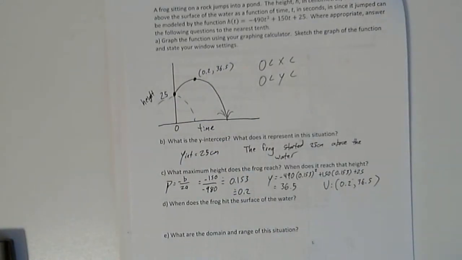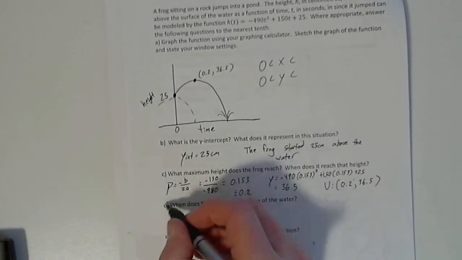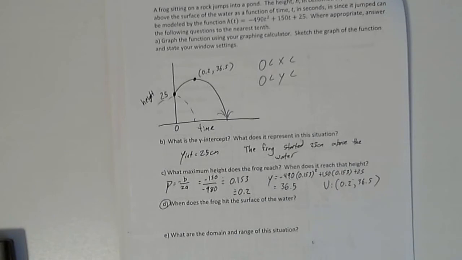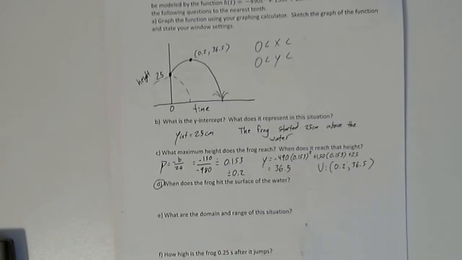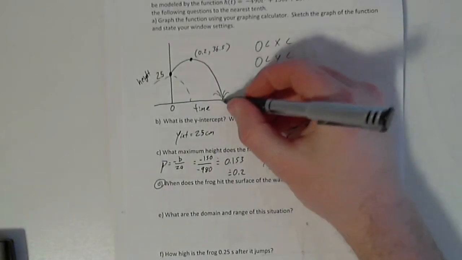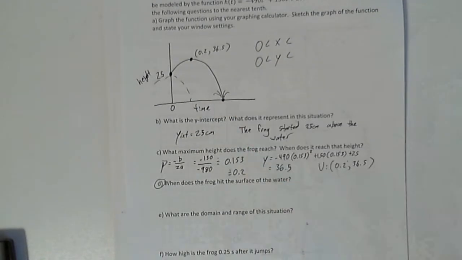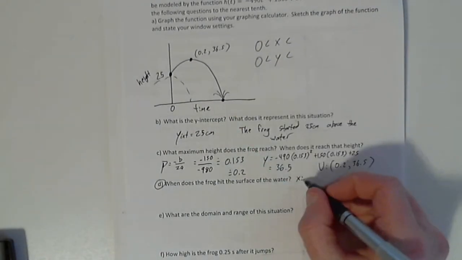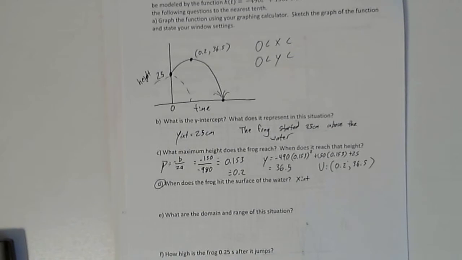Good. When does the frog hit the surface of the water? When you get a question like this, you need to look at what it is actually asking for. What key point am I trying to solve for? The surface of the water is right down here, so this is looking for the x-intercept. To find the x-intercept, you need to factor this. Is there another way? You're going to get the quadratic formula eventually.